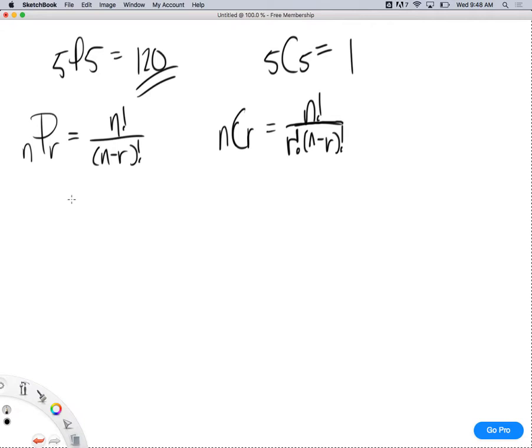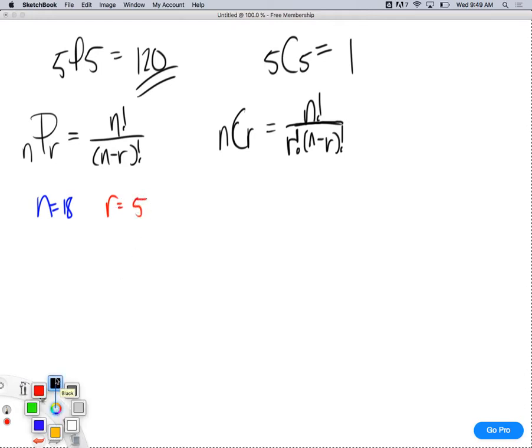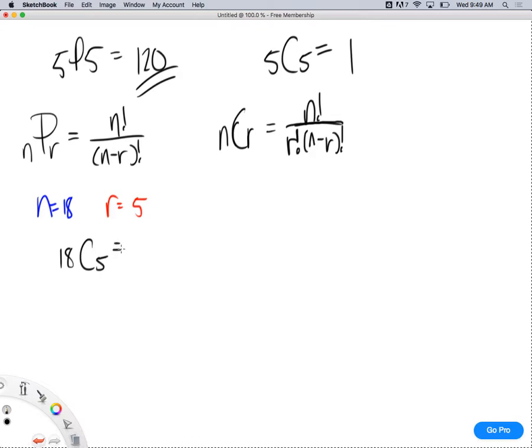Combination, because the order didn't matter. Effectively, I just chose a group of 5 people, right? So how many groups of 5 could I have chosen from 18 people? Well, in that case, n would be 18, and r would be 5. So it would be 18C5. Honestly, just plug it in your calculator. 18C5 is 8,568. So that's pretty cool. I could have chosen 8,568 different combinations of 5 people from this class.